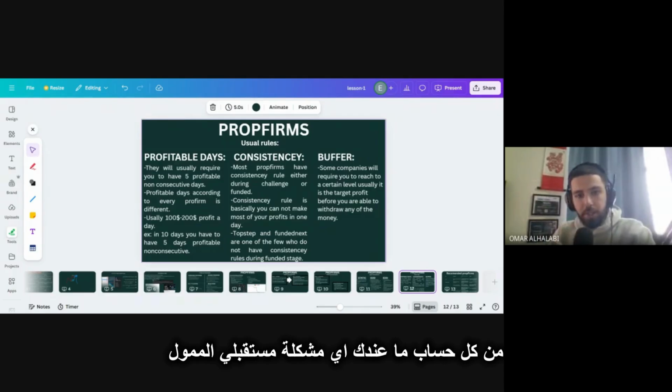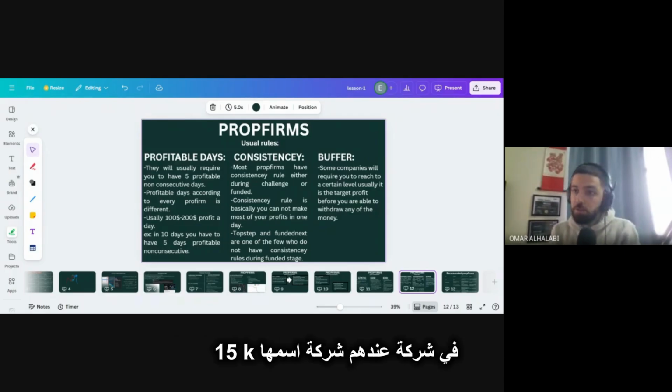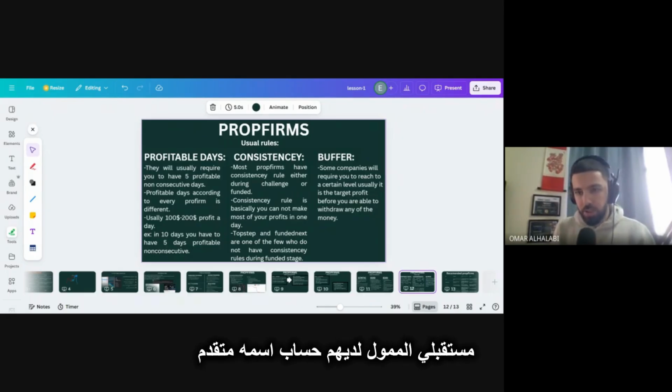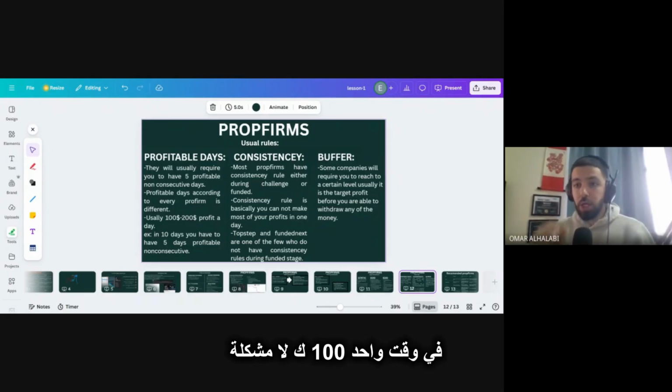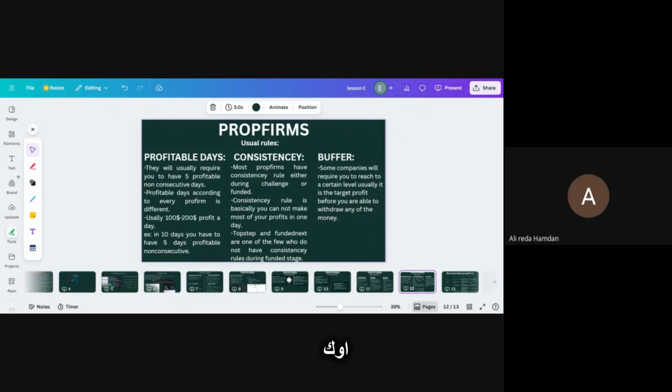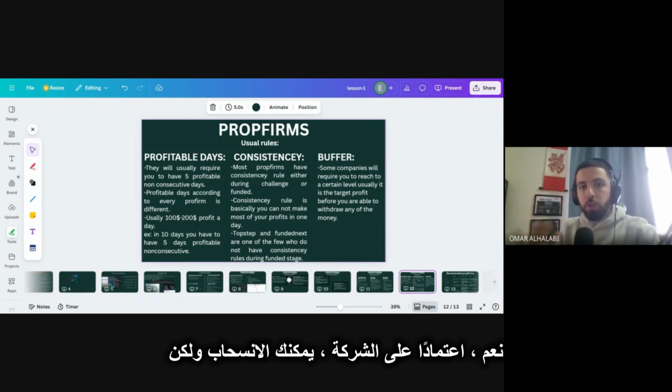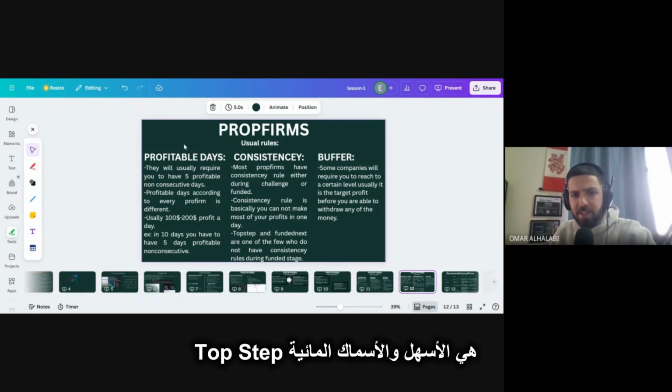ما عندك أي مشكلة. My Funded Futures 15K. في شركة عندهم شركة اسمها My Funded Futures, they have an account, a small advanced account. Okay, you can withdraw in one time 100K, no problem. Okay, wow. Yeah. So depending on the company, you can withdraw, but Top Step is the easiest one, and Aqua Futures are the easiest ones for the beginners.